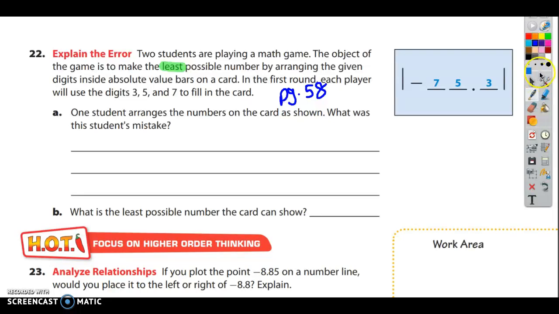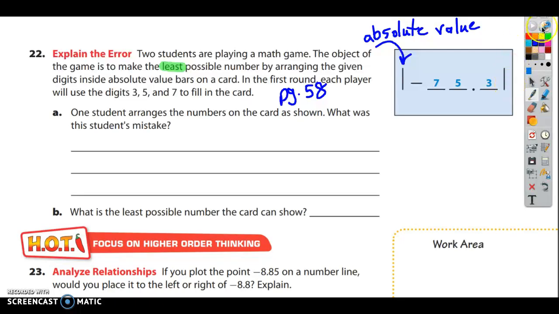So a couple of things to review. Remember that these bars right here are absolute value. And the important thing to remember about absolute value is that it is a distance from 0. So right now, what is the distance from 0 of negative 75.3? Well, it's 75.3 spaces away. And remember that the object of this game is to make the least possible number. So we want to find a distance closer to 0. So what could I do?